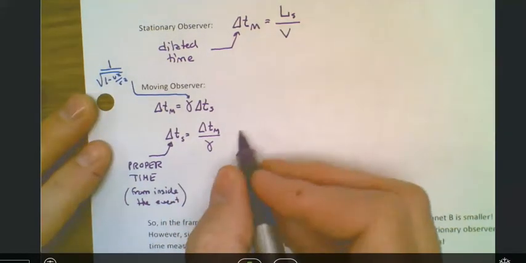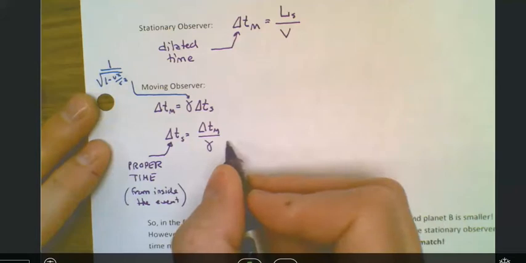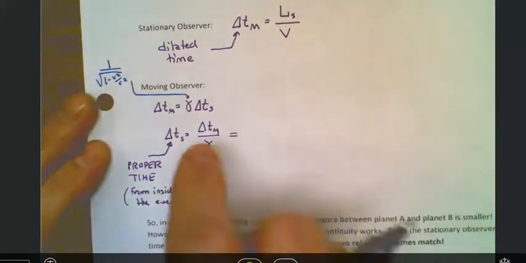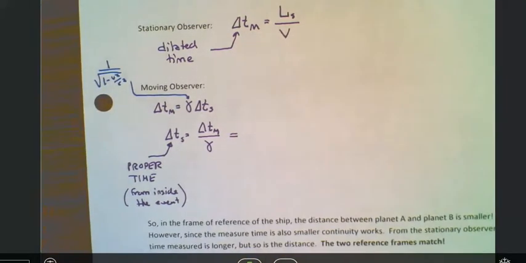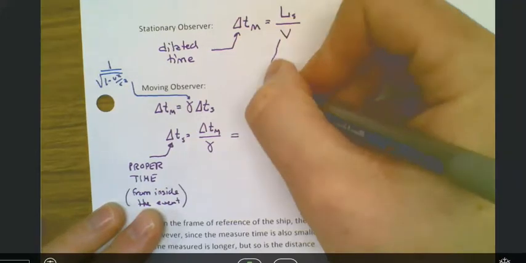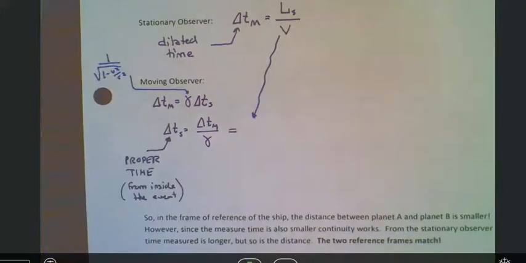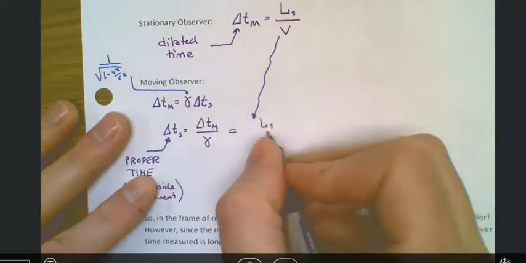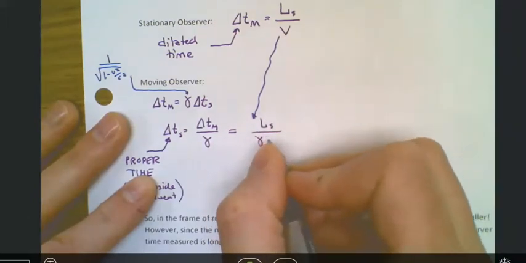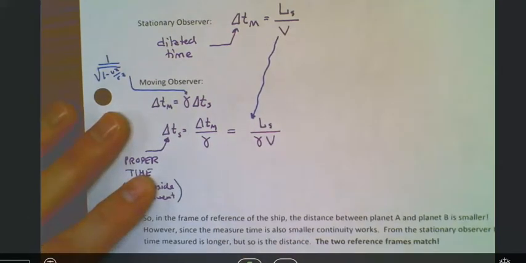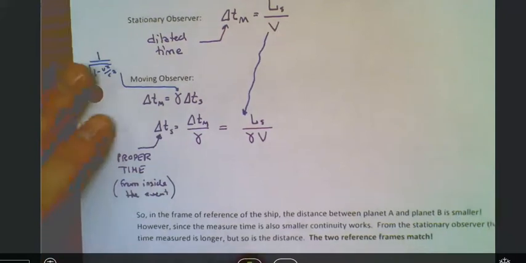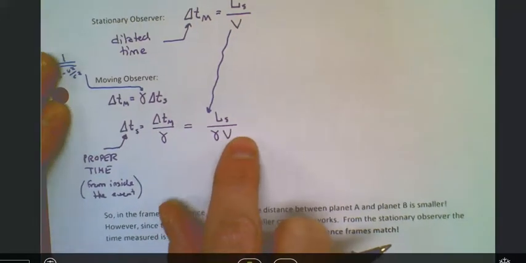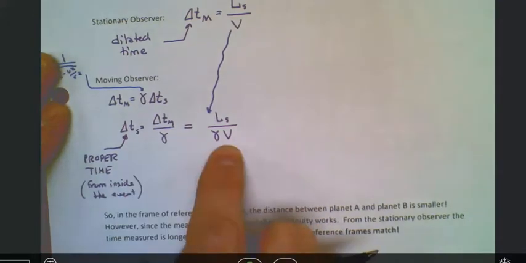Well, what we're going to do now is simply say that delta Tm is Ls over V. So we're going to actually see that it's Ls over V, and the gamma would stay there. We also know something. There's one other piece of information that we have. This is just substitution.